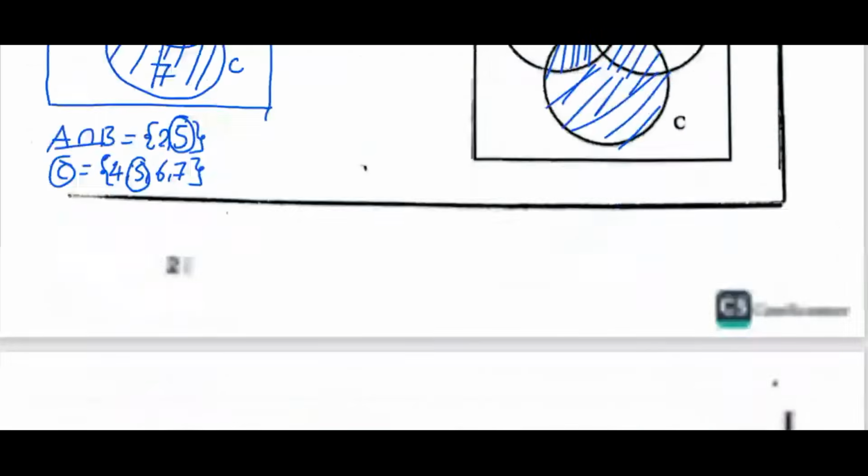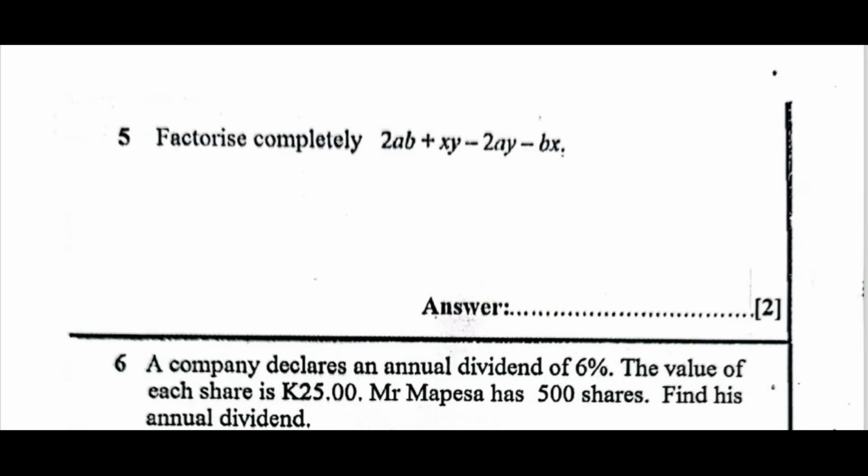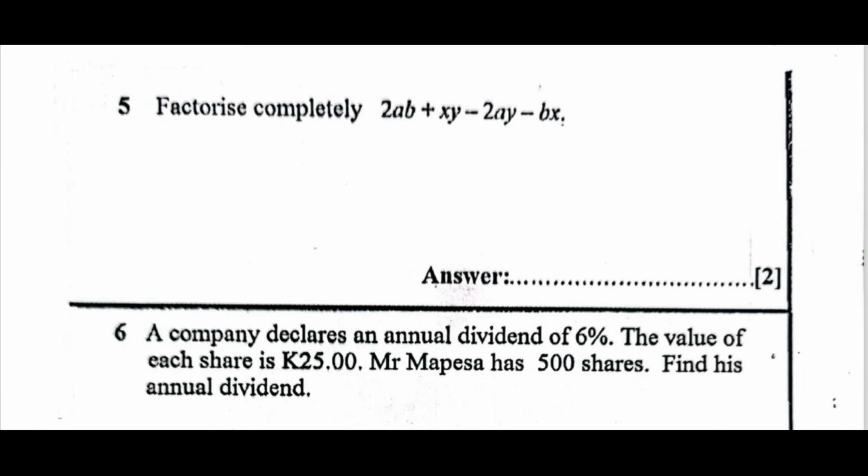Okay, so now we can move on to question 5. Factorize completely. Now for questions like this, you need to be extra careful, because you need to make sure that whatever you have in the 2 brackets should have the same signs. So we'll say 2ab minus 2ay, then plus xy.